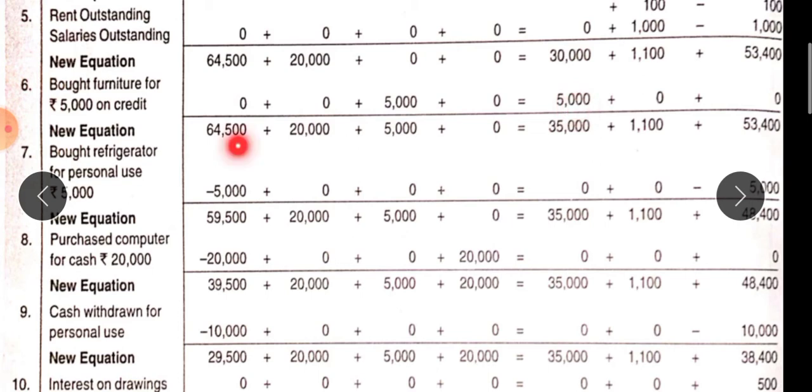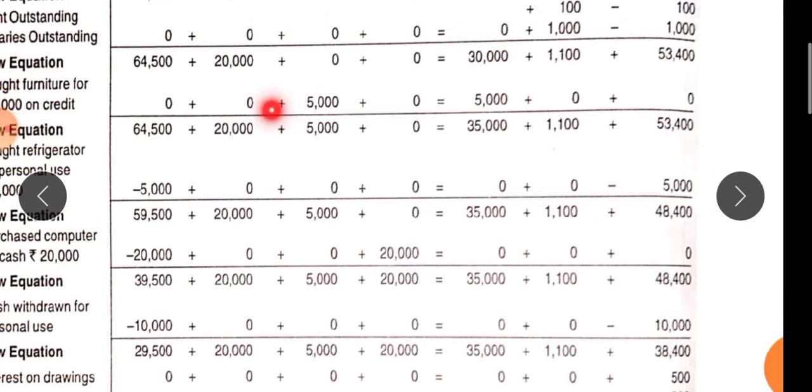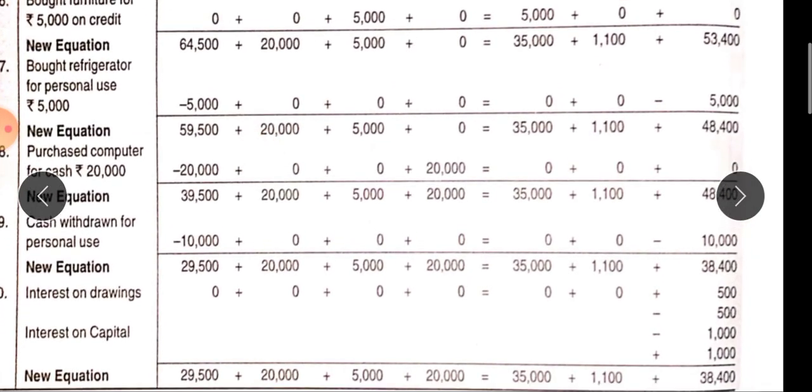Cash 64,500 unchanged, stock unchanged at 20,000 rupees, a new asset of furniture valued at 5,000 will increase. Creditors will increase to 35,000. Outstanding expenses and capital are unchanged. When you check the total of both the sides, it will be same. Okay, now take the seventh transaction.